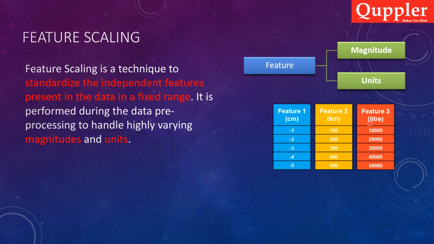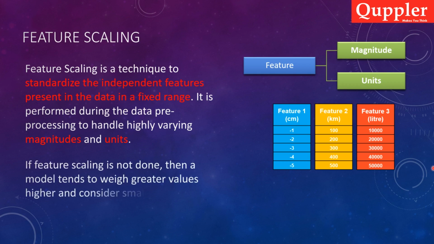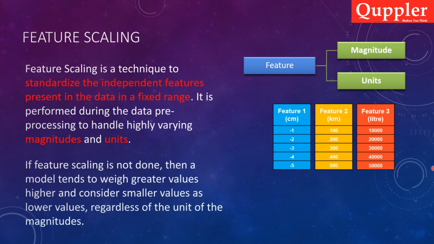To handle this kind of scenario, we always scale to certain values or a particular fixed range, or make the features comparable in certain standard deviation. If feature scaling is not done, then the model tends to weigh greater values higher and consider small values as very low values, regardless of their unit and magnitude.